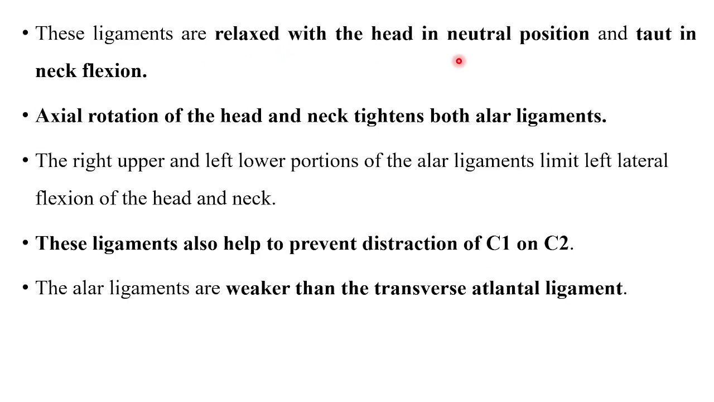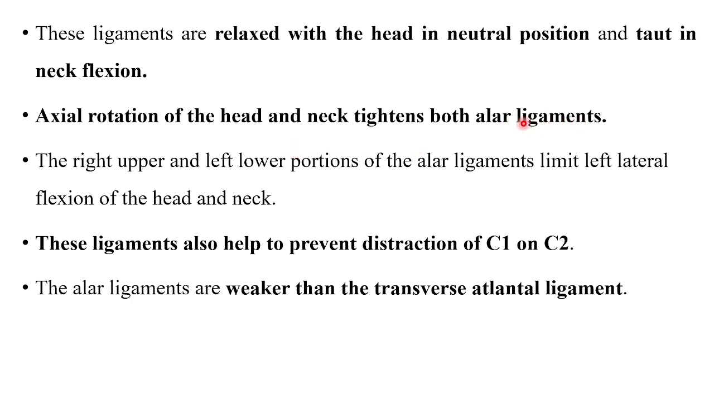These ligaments are relaxed when the head is in neutral position and they are tight in neck flexion. So these particular ligaments, alar ligaments, are taut in neck flexion and relaxed with the head in neutral position. Axial rotation of the head and neck tightens both the alar ligaments. So rotation of the cervical region will be responsible for tightening of these alar ligaments. So you can recognize the function of these particular ligaments.